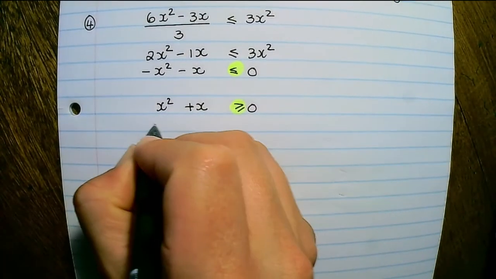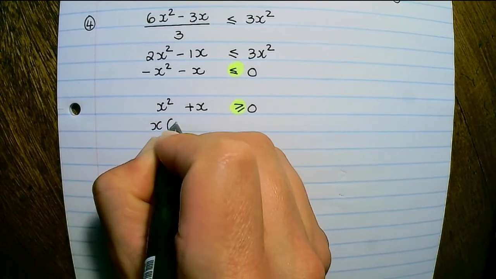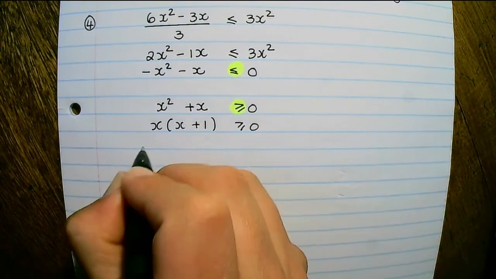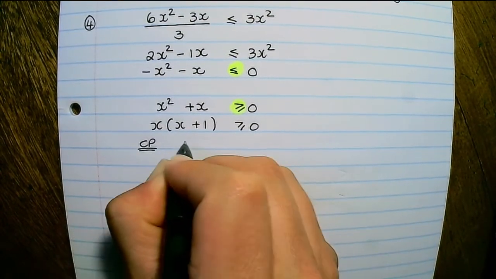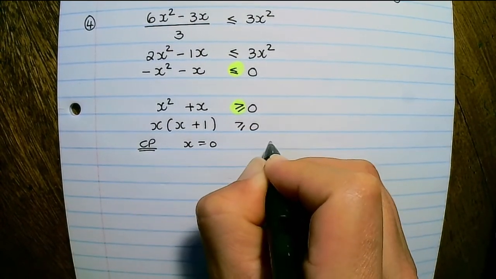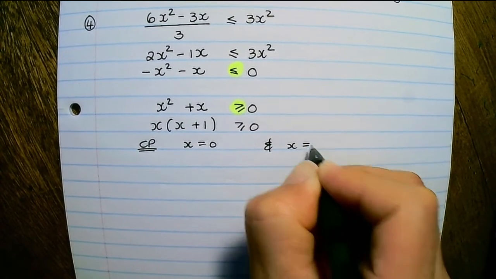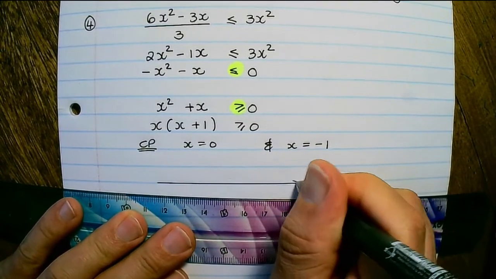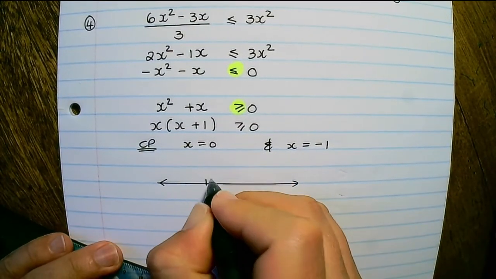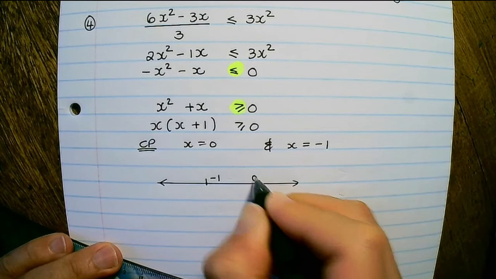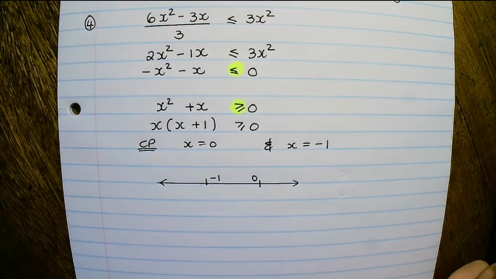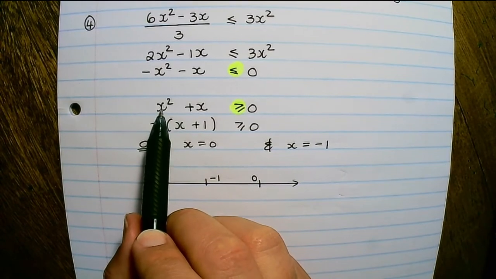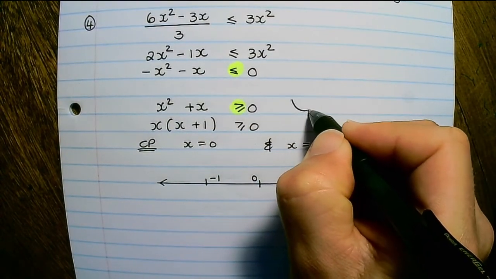Now it's a simple solution. All that I need to do is factorize. And I can find my critical points, which are x equals 0 and x equals -1. Then I represent these on a number line. Remember, the smaller value on the left, the larger value on the right. And because I changed x squared to a positive value, I know the shape of the graph.